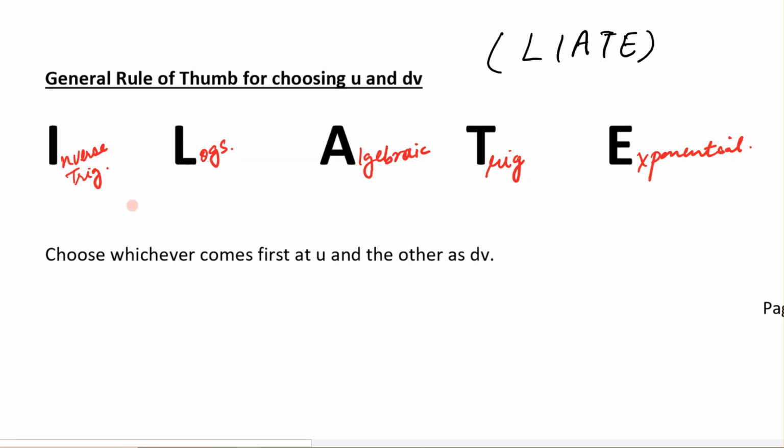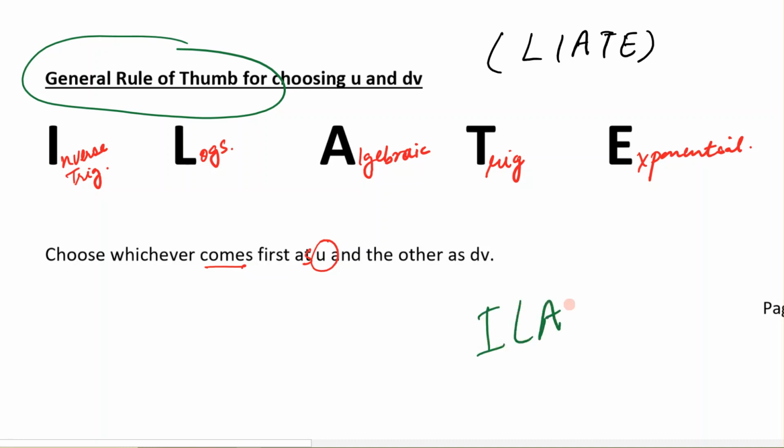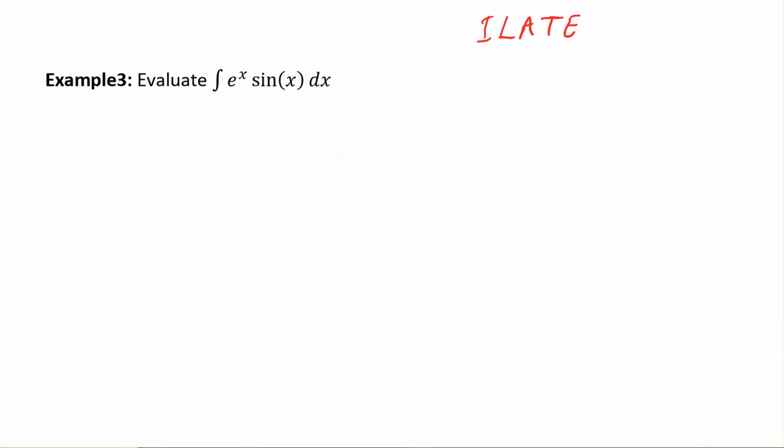Whatever comes first in this, choose that as your u. That would be your u, and of course, the other one as dv. And it works in most of the cases. So that's our general rule of thumb for choosing u and dv: ILATE. We can apply this in the next example that we're going to do now.